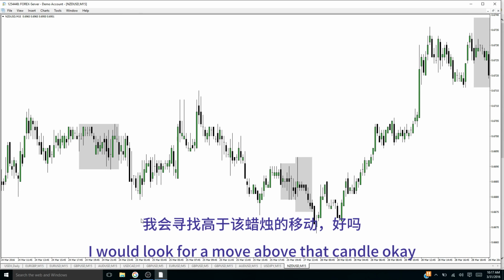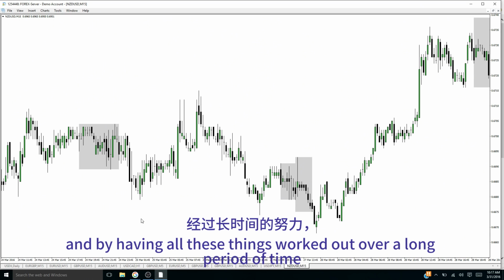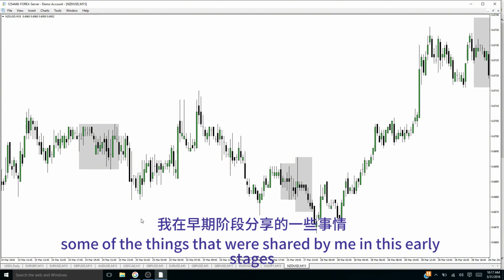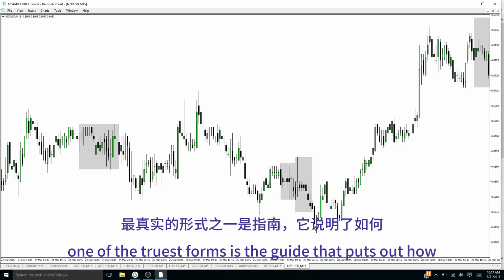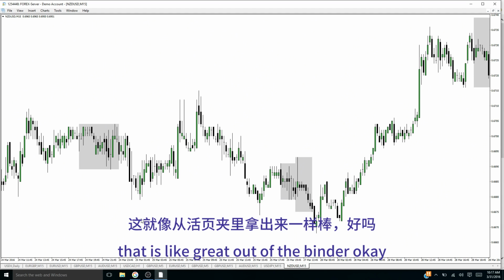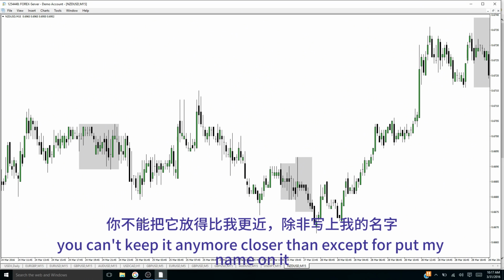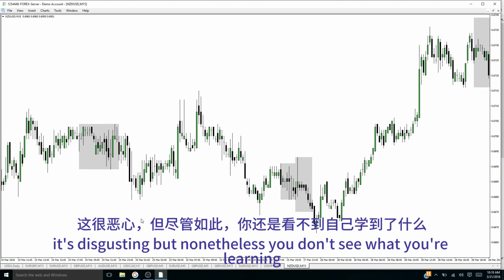If I was bearish, I would look for a move above that candle, and I would look for a move below that candle if I was bullish. And by having all these things worked out over a long period of time, you can see on the internet some of the things that were shared by me in the early stages. One of the truest forms is the guy that puts out how to beat the market maker. I mean, that is right out of the binder. You can't keep it any closer, except for putting my name on it. It's disgusting, but nonetheless.